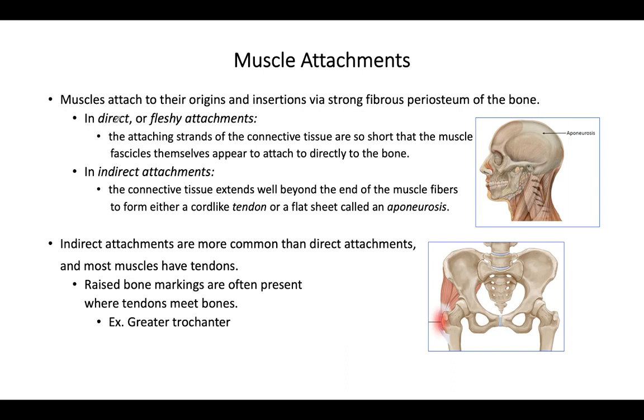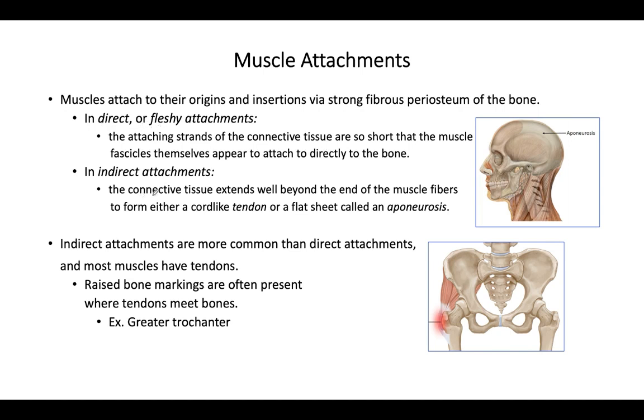In the case of direct attachment, the attaching strand of connective tissue is so thin and short that it looks like the muscle fascicle, that means a bundle of muscle fibers, themselves appear to attach directly to the bone. So actually there is connective tissue between muscle and bone, but this connective tissue is very short and very thin. Therefore, it looks like the muscle is directly attached to the bone. We call that direct or fleshy attachment.